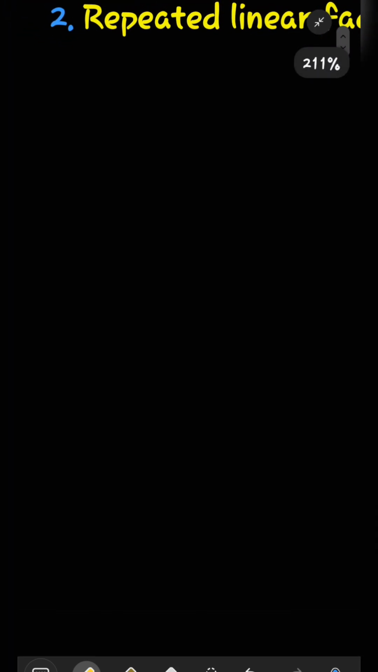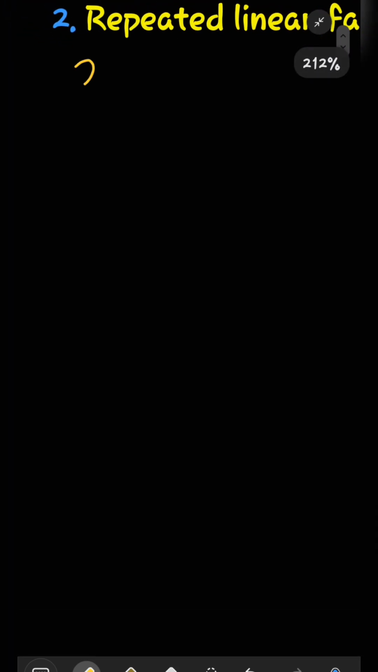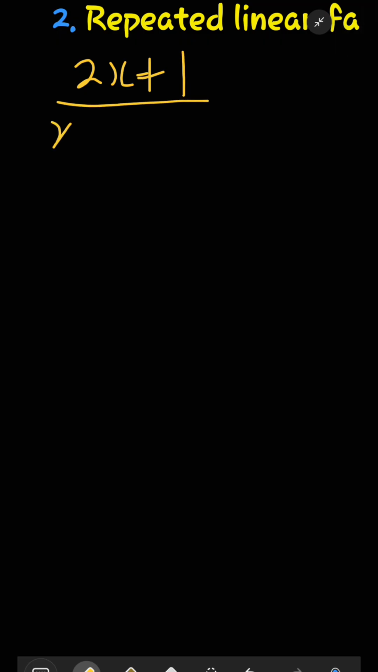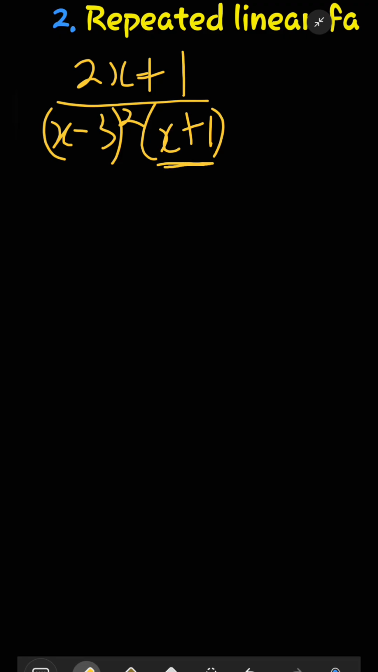Let's say we have 2x plus 1 all over x minus 3 all squared and x plus 1. Now if you watch, we have a distinct linear factor which is x plus 1. We have a repeated linear factor which is x minus 3.